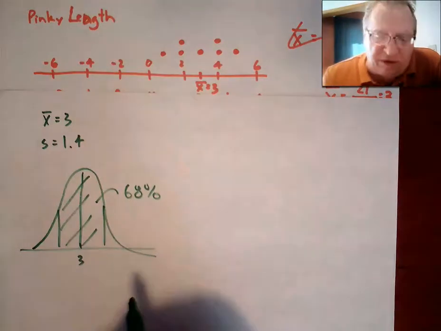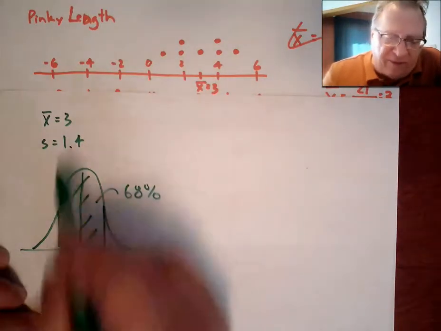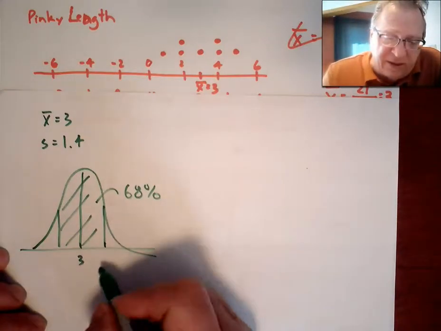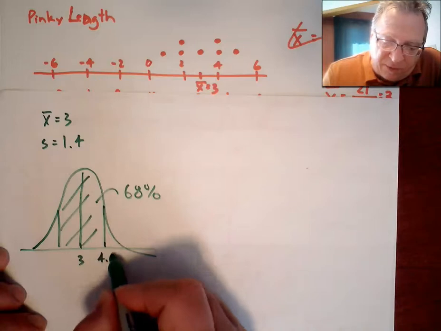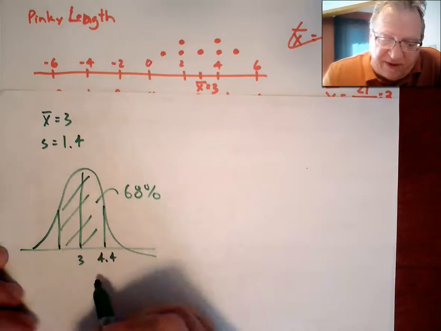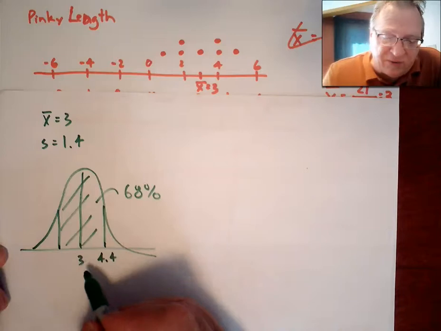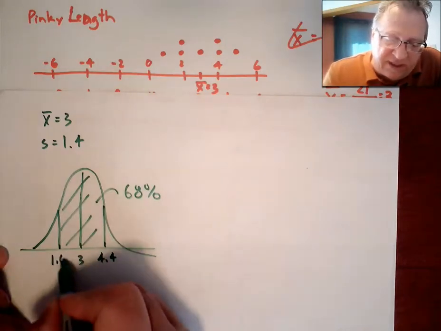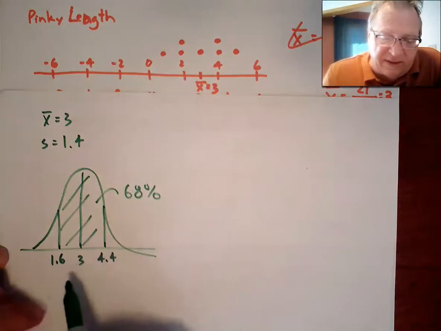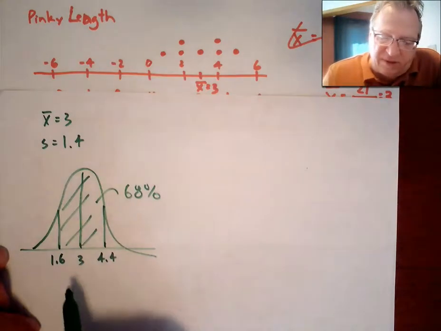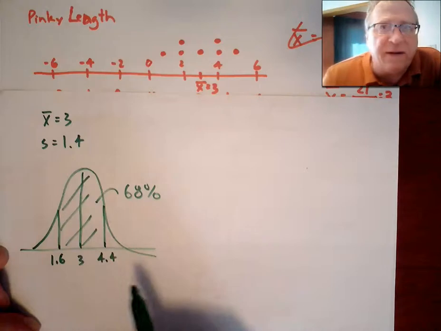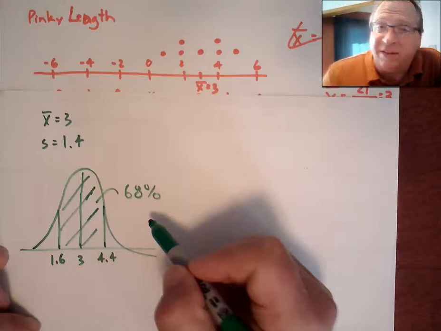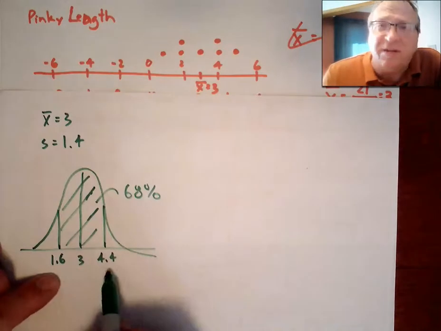Well, for our sample, how much is that? If we add 1.4, our mean plus 1 standard deviation is going to be 4.4, and mean minus 1 standard deviation is going to be 1.6. Is that right? Yes. So what does that tell us? If we look at our distribution of data, we should find approximately 68% of the values between 1.6 and 4.4.